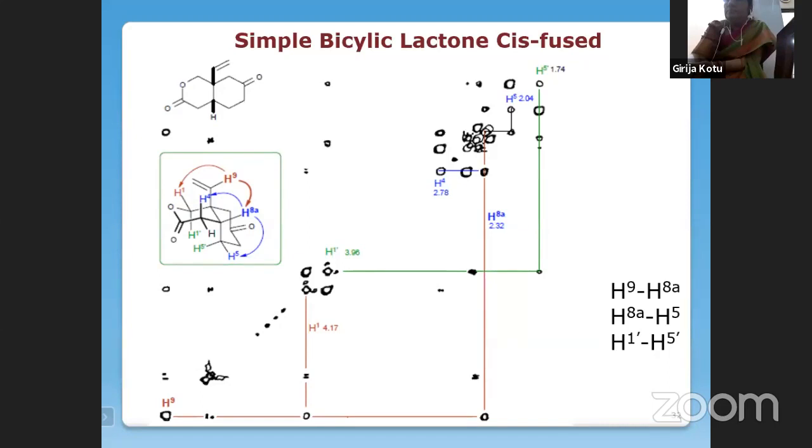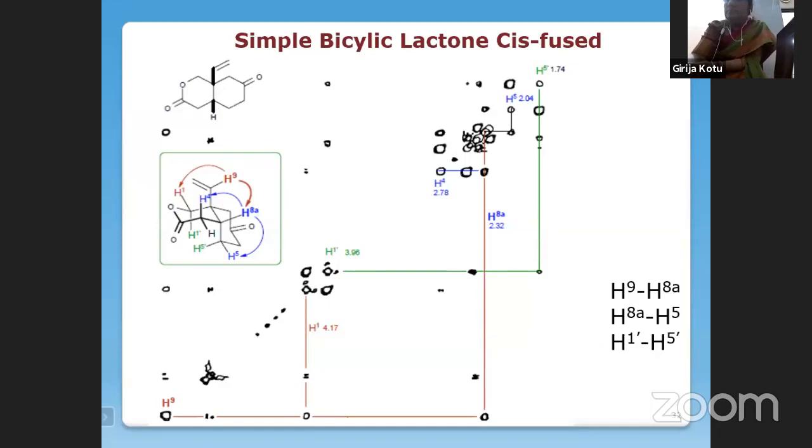So I'll just talk about this particular bicyclic lactone, which is cis-fused. The protons labeled here are the 9 proton and the 8 proton. If the two rings are cis-fused, how do we know that these two rings are cis-fused but not trans-fused? Based on the NOESY, if it is cis-fused, the 9 proton comes close to the 8 proton. That connectivity is shown in the matrix in the form of a brown line.